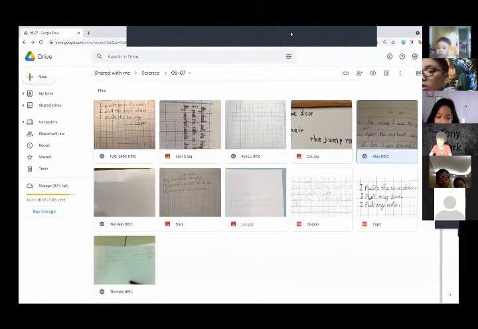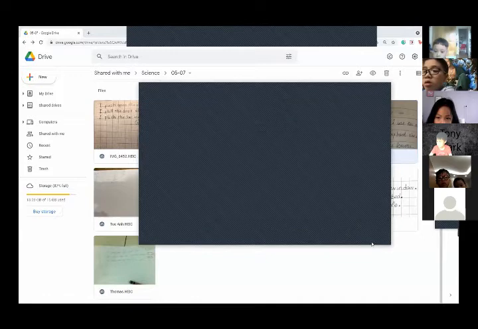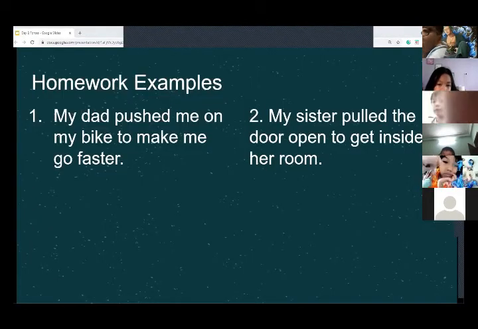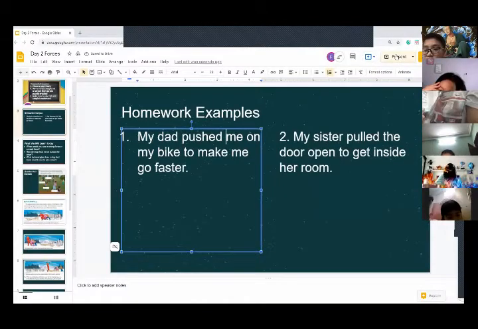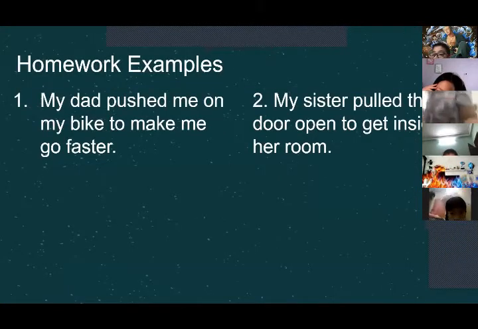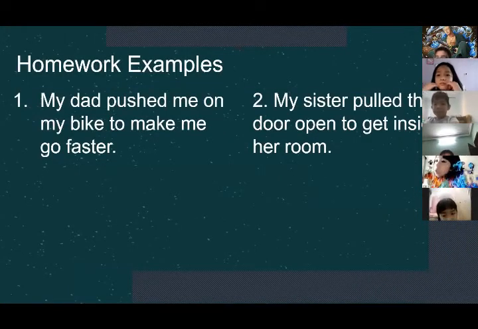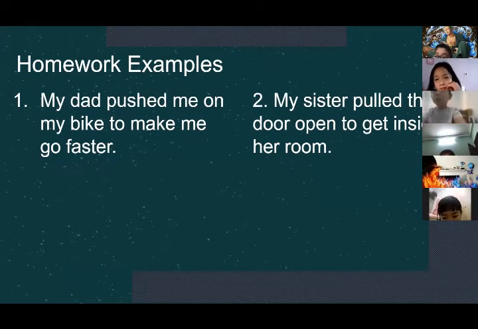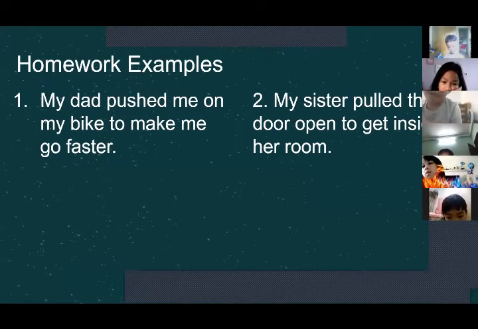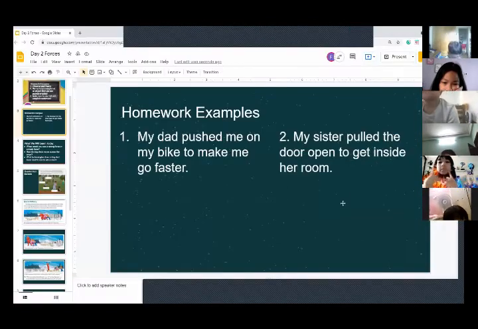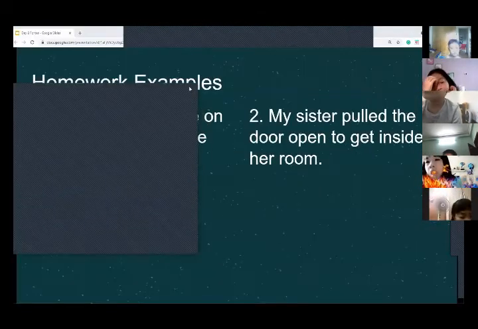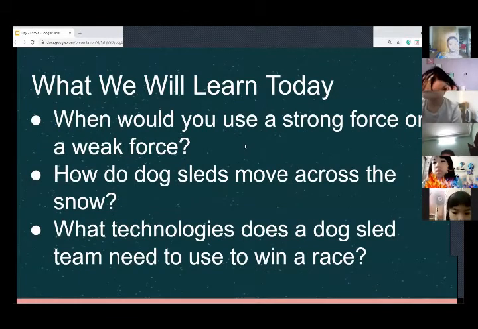So I'll show you some examples I made real quick. My example number one: my dad pushed me on my bike to make me go faster. Same thing with pulled: my sister pulled the door open to get inside her room. Pulled. Okay, not pull. Make sure you add the ed. Everyone else's sentences looked good. These are just Mr. Connor's examples.